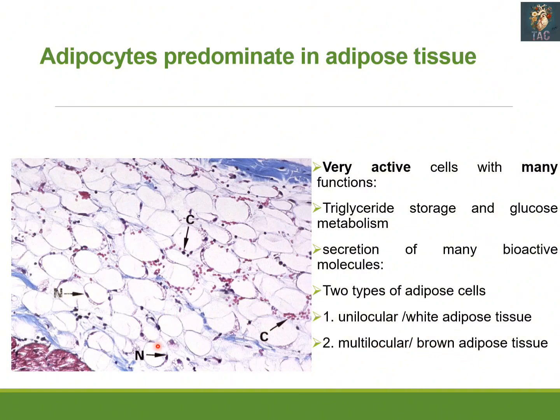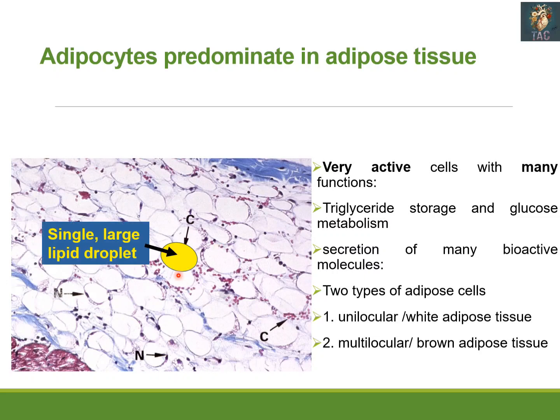So this one is the slide of the white adipose tissue, where you can see the unilocular adipocytes. All of the cytoplasm is filled with the fat droplet, and the cytoplasm is pushed in the form of a ring and the nucleus is pushed to one side, and it gives an appearance of a signet ring. So this is the slide of the white adipose tissue.